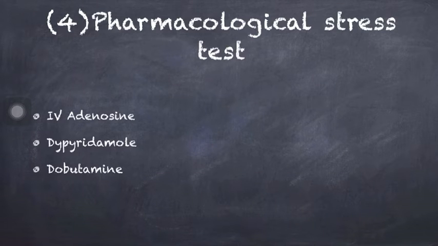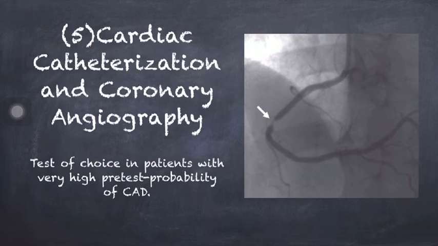Wall motion abnormalities can also be seen in patients undergoing pharmacologic stress testing, that is via IV adenosine, dipyridamole or dobutamine. This pharmacologic stress test is done in patients who cannot tolerate physical exertion on chest.